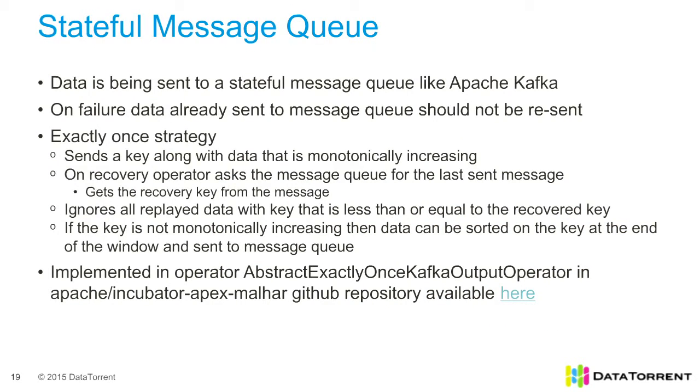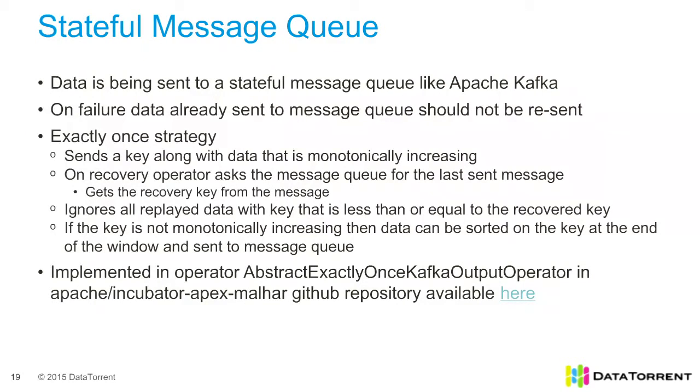So the next one is writing to a stateful message queue, such as Kafka. You have data that's being written out to a message queue like Kafka, which keeps track of the offsets. And here we need to ensure that on failure, the data that's already sent to the Kafka queue is not going to be resent again, right? Because there are consumers that are reading from the queue.